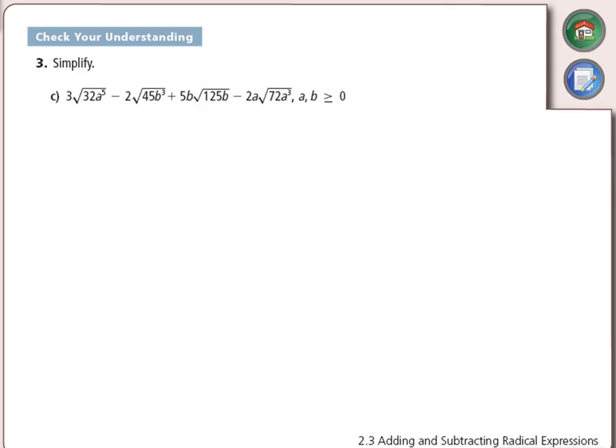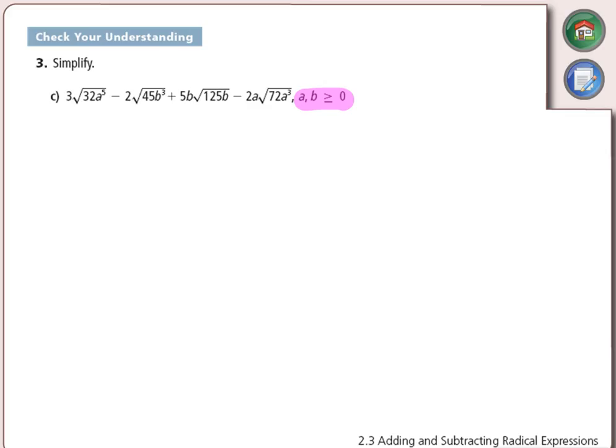Okay, a little bit trickier now. Ooh, we've got a and b are greater than 0. So we're told this again. That means we don't have to worry about absolute values on these ones. Nothing there has the exact same radicand, so we've got to reduce them. Let's start with the 32a to the 5.